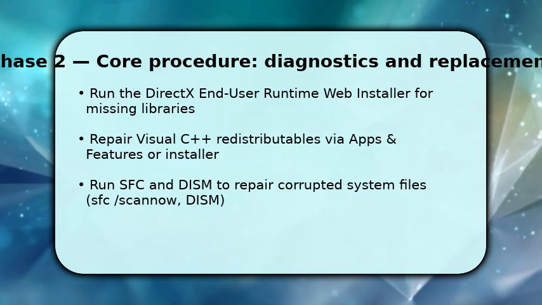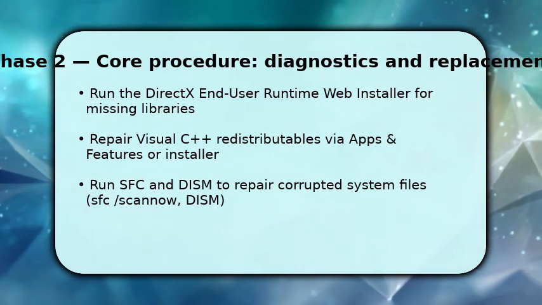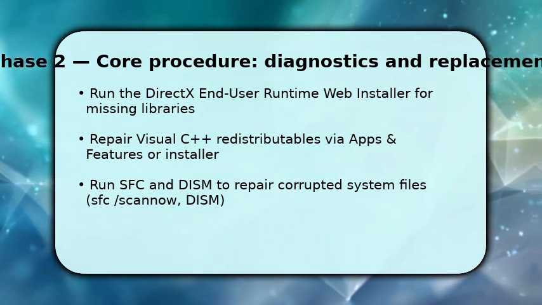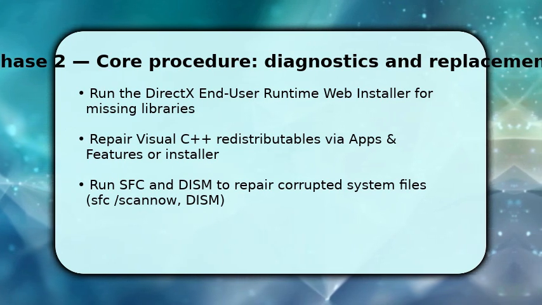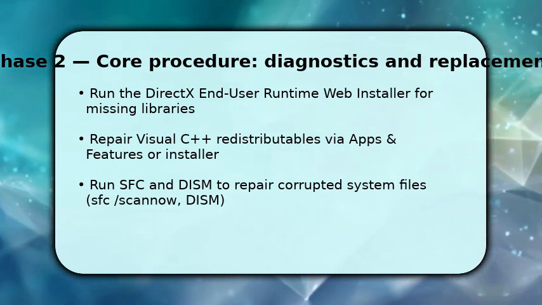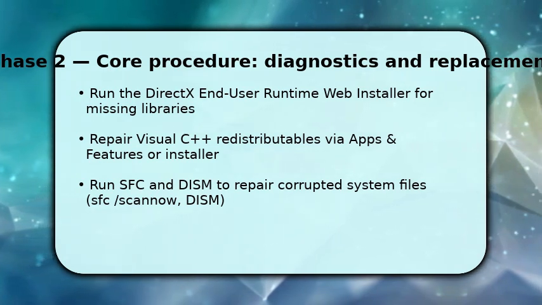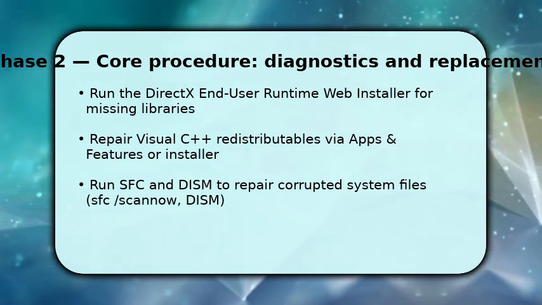Next, you address missing libraries and corruption. First, run the DirectX end-user runtime installer to add legacy DLLs that many games require. It won't downgrade your system. Then repair Visual C++ redistributables, open apps and features, or rerun the installers for x86 and x64.